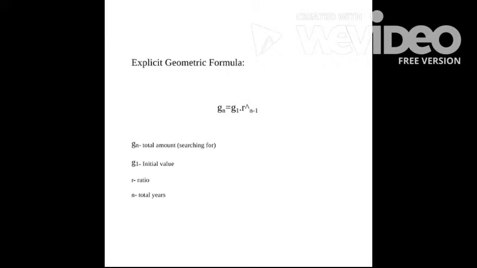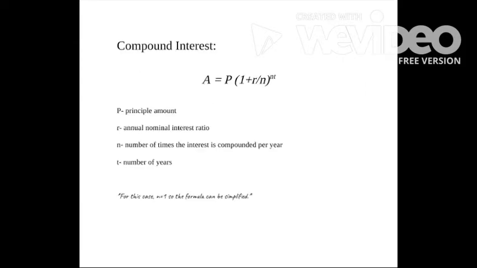Gn stands for the total amount, G1 stands for your initial value, R stands for the ratio, and N stands for the total years. The formula we'll be using is compound interest. P equals the principal amount, R is the annual nominal interest ratio, N is the number of times interest is compounded per year, and T is the number of years. But for this case, N equals 1, so the formula can be simplified. So you don't need N in your formula.